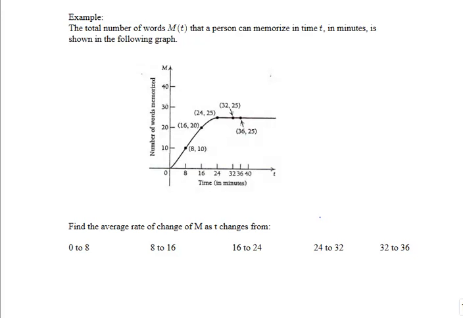Now keep in mind that an average rate of change requires an interval of values. So you need to know when you're supposed to start counting and when you're supposed to stop counting. So you need a start and a finish time. So let's make a little definition here. We're going to say that the average rate of change for this particular problem is the change in the number of words memorized over the change in the time.